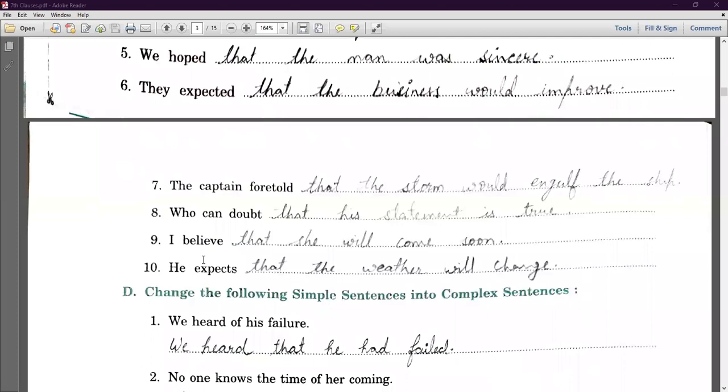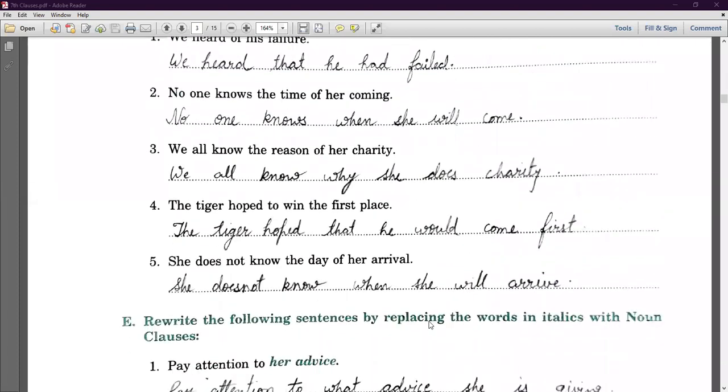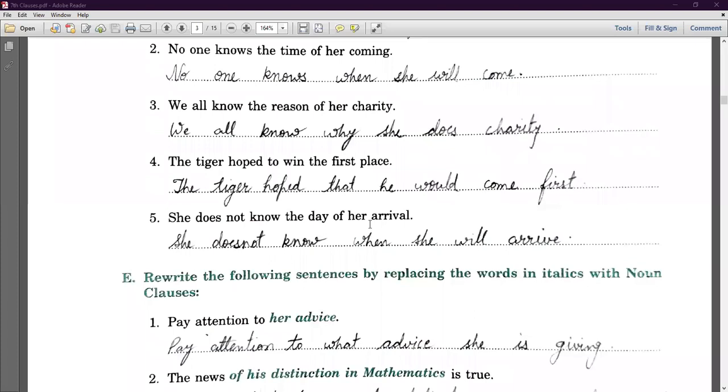Now you have to change the simple sentences into complex sentences. We heard of his failure. We heard that he had failed. No one knows the time of her coming. No one knows when she will come. We all know the reason of her charity. We all know why she does charity. The tiger hoped to win the first place. The tiger hoped that he would come first. She doesn't know the day of her arrival. She does not know when she will arrive.